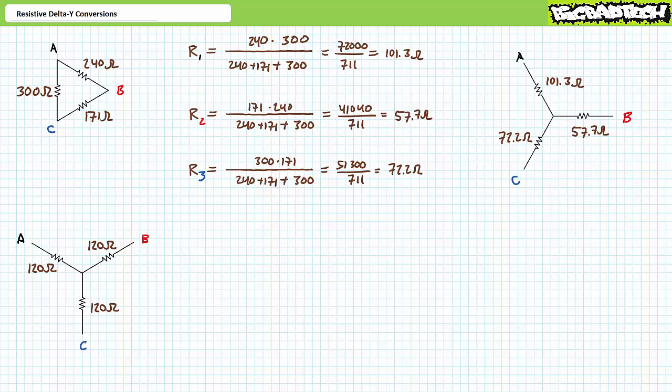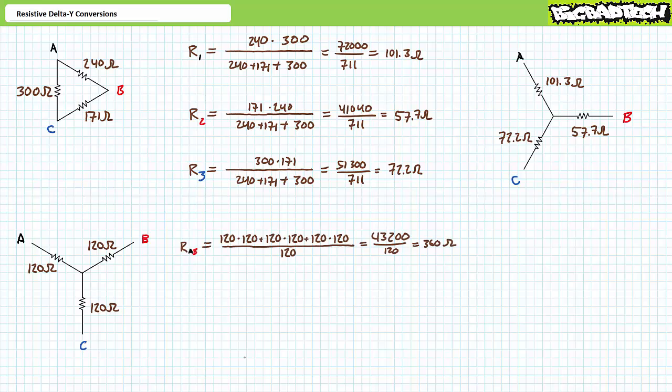Our second illustrated example features a Y configuration of three identical resistance elements, and we're being asked to convert it to an equivalent delta configuration. This is what is known as a balanced network, in that all legs of the Y are identical. Ideally, the resistance elements in our equivalent delta configuration should also be identical and balanced.